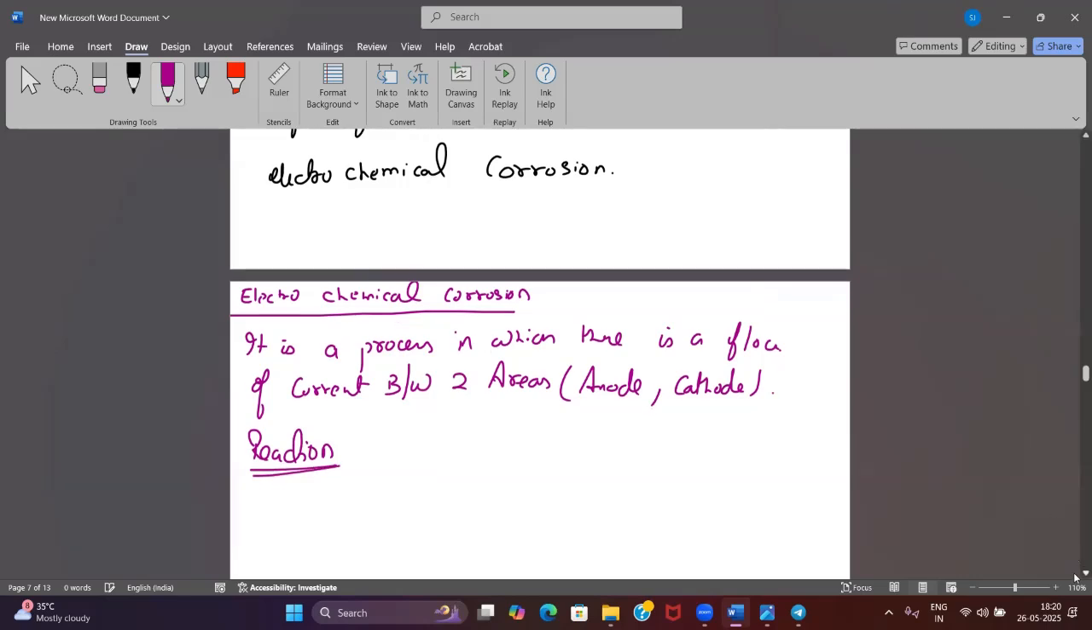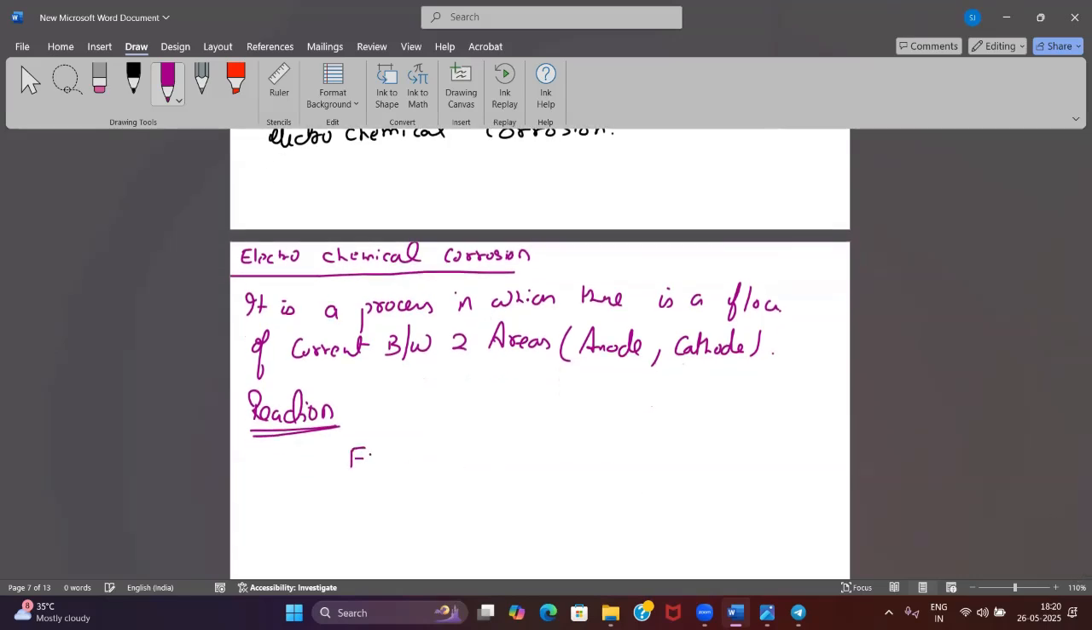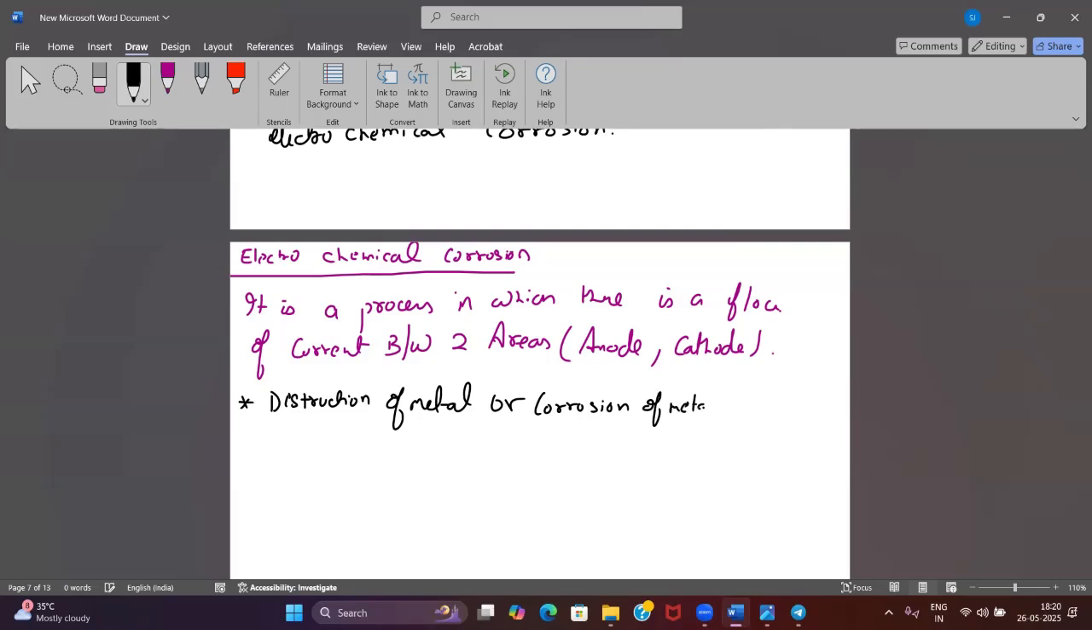What will the reactions be? So my iron, which is my Fe, okay. Now you should understand one thing here. Okay, I will write the reactions a little later. So whenever transfer of electron takes place from the anode, we will say that corrosion has started to happen there, right? So destruction of metal or corrosion of metal happens on anode. Is this statement correct? It will happen on anode, right?